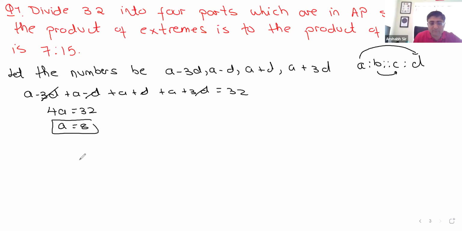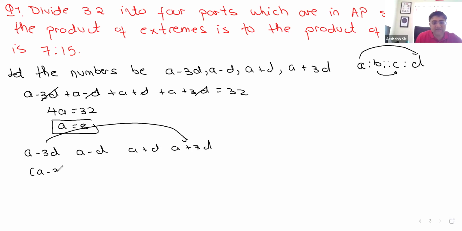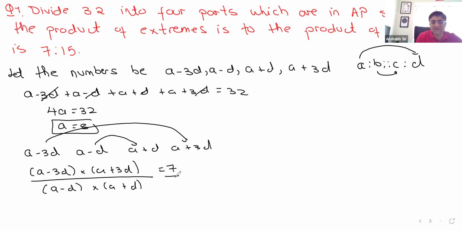तो हम क्या करेंगे, पहले हम 4 नंबर्स को यहाँ पे लिखेंगे, a minus 3d, do not change the sequence. ठीक है. अब वो यहाँ पे कह रहा है आपसे, the ratio of product of extremes, यानी a minus 3d into a plus 3d is to product of means, यानी a minus d into a plus d. ये रेशियो हमें क्या दिया हुआ है, 7:15. इसमें किसी बच्चे को डाउट है या ना बेटा? Any doubt at all? No, sir. फैंटास्टिक. What is a minus 3d into a plus 3d? a square minus b square.